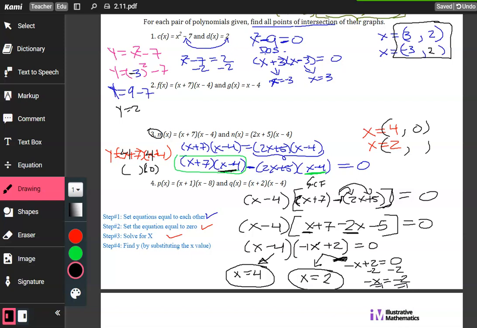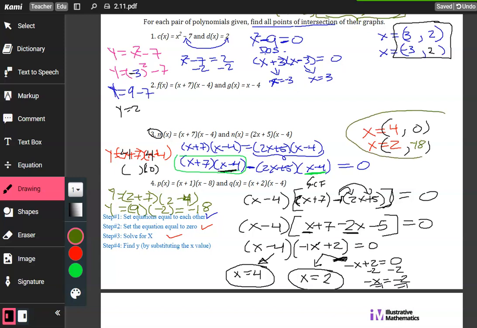And do the same thing by substituting the 2. So let's see, that would be 2 plus 7 and 2 minus 4. So this is 9 times 2 minus 4, which is negative 2. So you get negative 18. There were a whole lot of concepts in this problem, but that's how you do number 3.